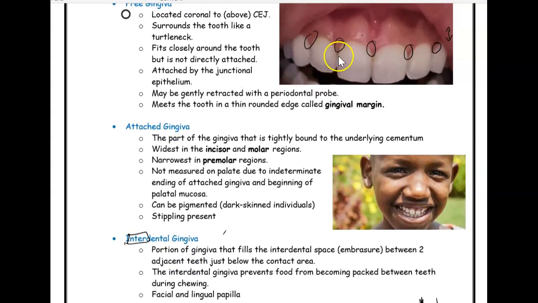We like seeing interdental gingiva because if we didn't have it, food would easily get stuck in between the teeth. So the interdental gum prevents the food from getting packed in there.